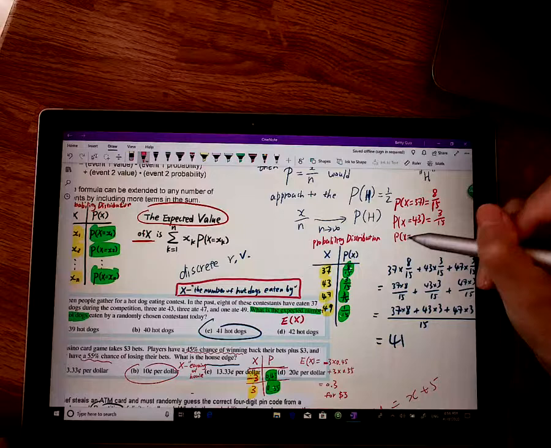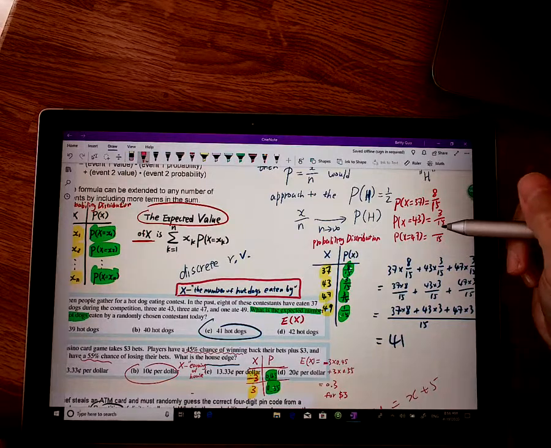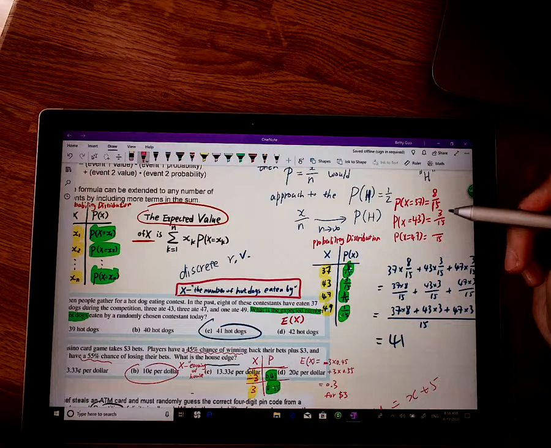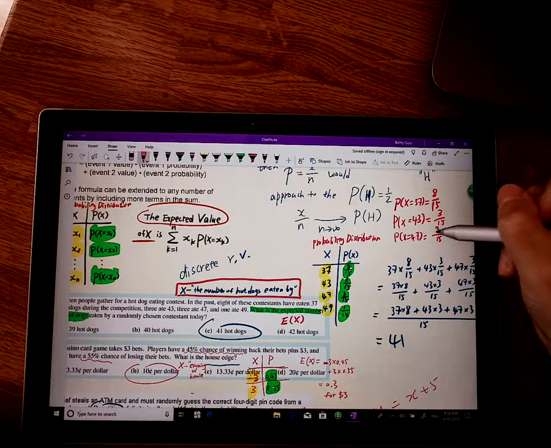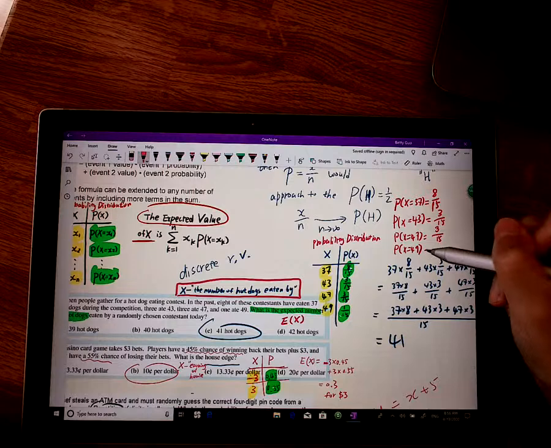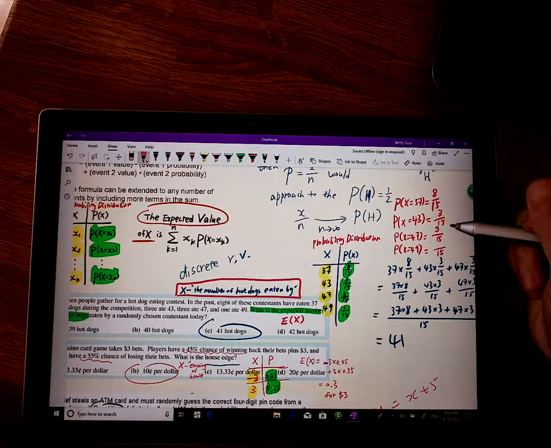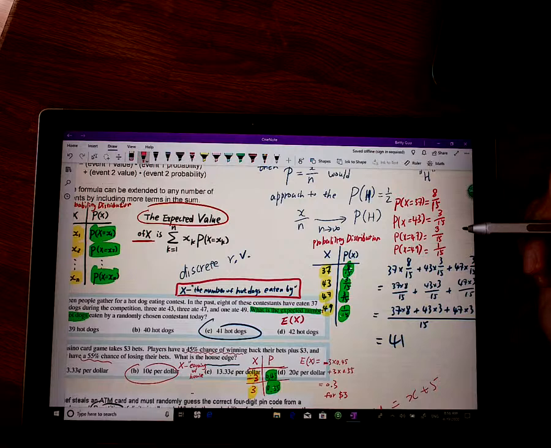P of X equals 47. In the past, among the 15 contestants, how many ate 47? 3. Again, so 3 over 15. P of X equals 49. In the past, among the 15 people, how many ate 49 hot dogs? 1. So that is 1 over 15.